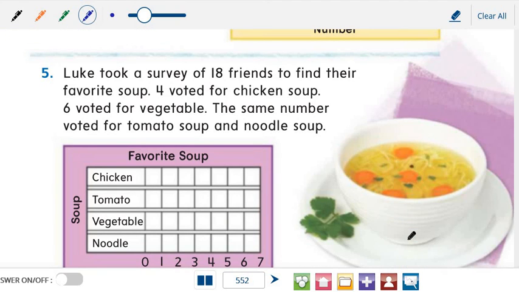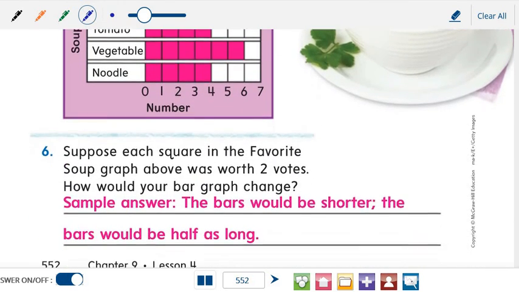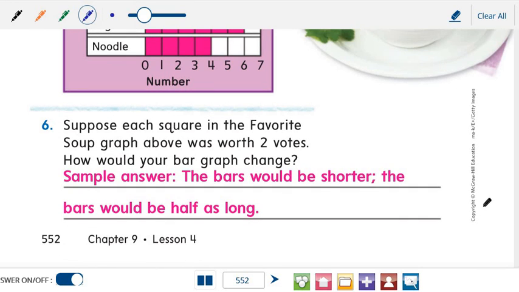Now it's your turn, grade 2. So please try to solve this question by yourself. And then when you finish, you can check your answers here. This is for question number 5. And this is for question number 6.